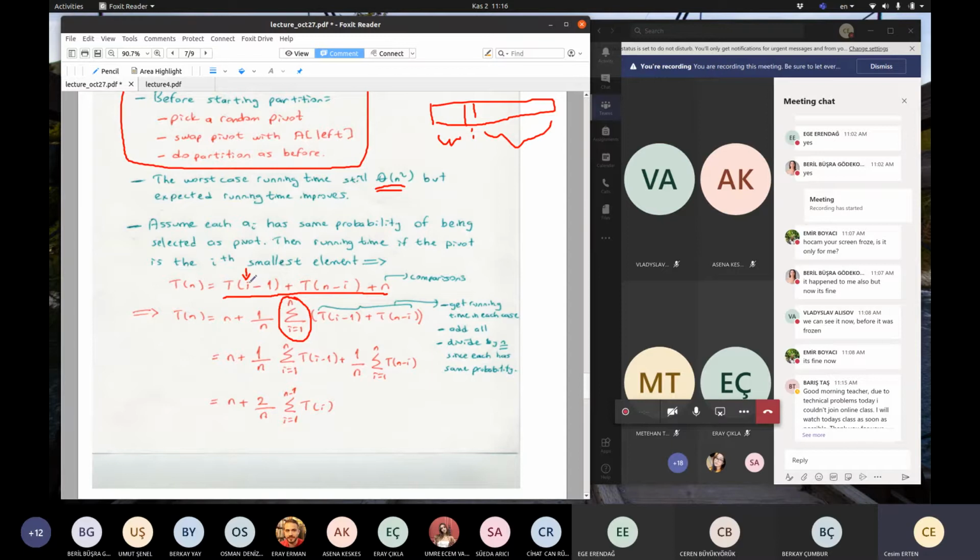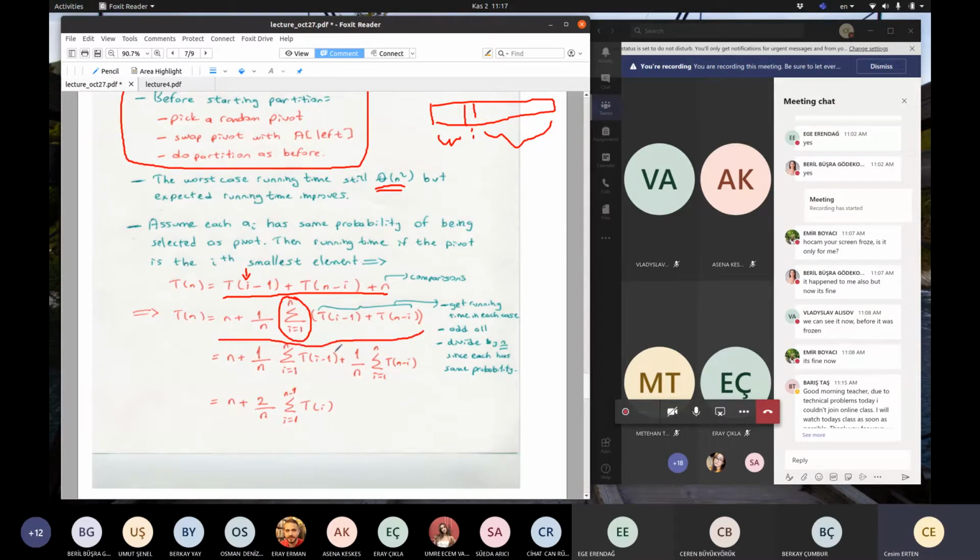Since we have chosen our pivot value randomly among all the elements of the array, each I in between 1 and n is equally likely to appear. Which means that we can sum this value, T of I minus 1 plus T of n minus I, for all possible values of I and take the average by dividing the sum by n. Now this becomes our new recurrence.